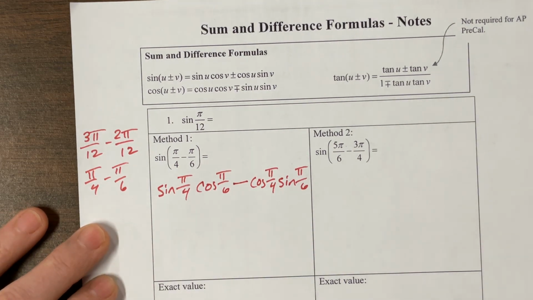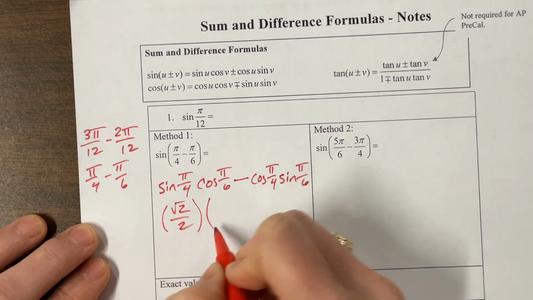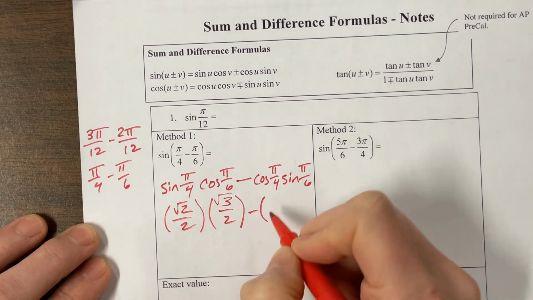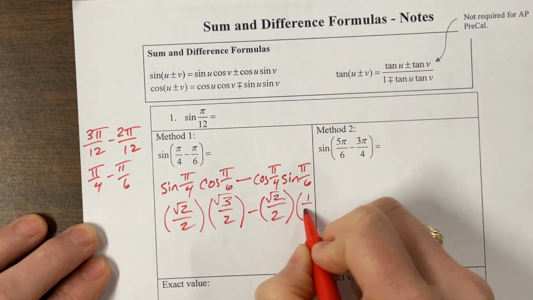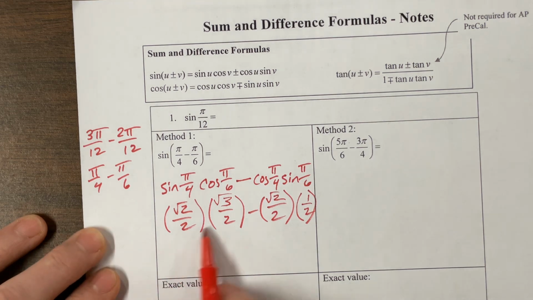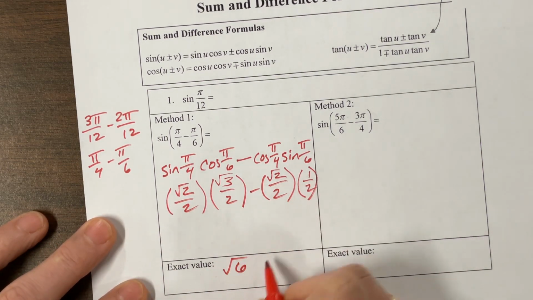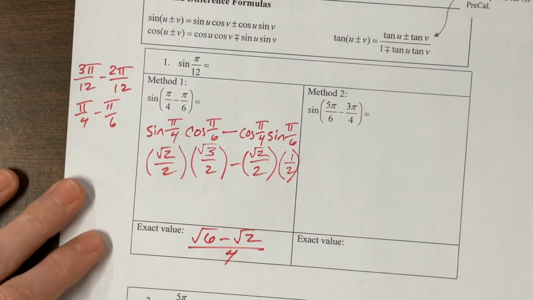Now all of this is unit circle, and I know my unit circle really well. I know this is √2/2. I know that cosine of pi over 6 is √3/2. I know that cosine of pi over 4 is √2/2, and I know that sine of pi over 6 is 1/2. This term, √2 times √3, is √6. √2 times 1 is √2, and they all have a denominator of 4. And so there's the exact value.